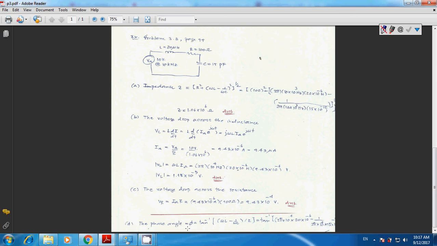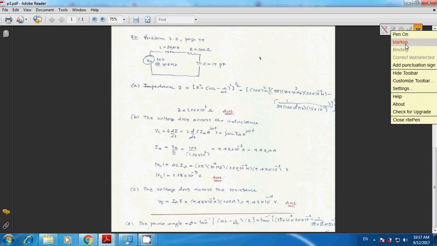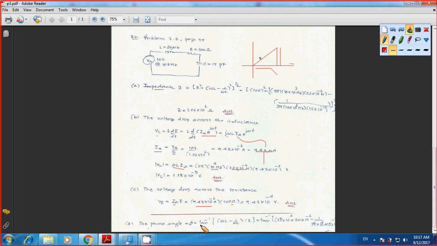Next one is the phase angle. The phase angle simply becomes arctan of the imaginary part divided by the real part. Your imaginary part comes from L and C. So you have (omega L minus 1 over omega C) divided by R. And you can plug in the numbers by yourself.